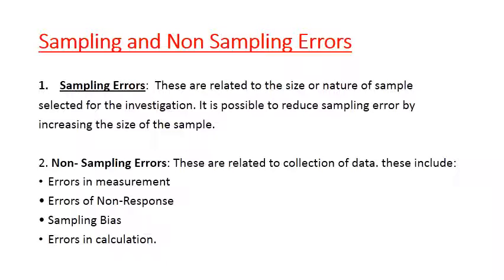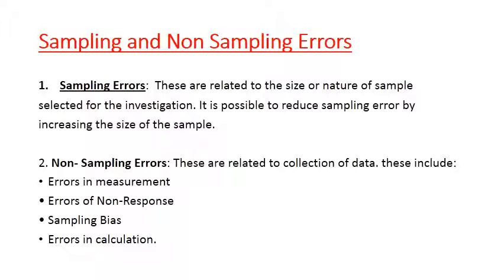One more is non-sampling errors. Non-sampling errors are related to the collection of data. When data is collected from the sample, when the information is collected from the sample, first it should be representative. If it is not representative, then there may be errors, and those are known as sampling errors.